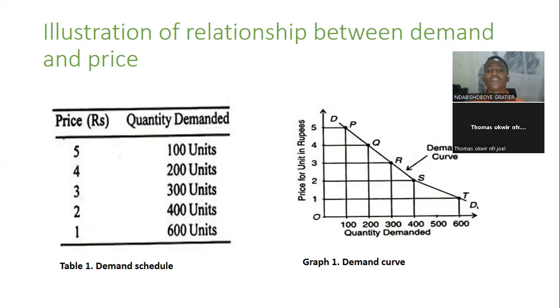Yes, sir. Okay, it can also be graphically represented as graph 1 shows the demand curve. The quantity demanded is on the x-axis, or horizontal axis, whereas the price per unit in rupees is on the y-axis, or vertical axis. And upon joining the points after plotting, it gives us what is known as the demand curve. Okay? Yes.